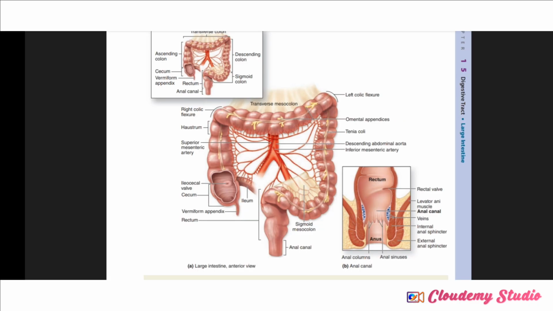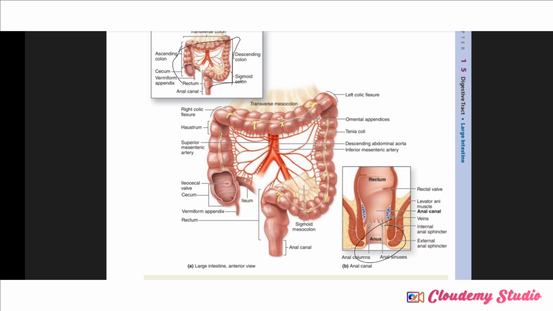So let us proceed. This is the large intestine. And the large intestine is made up of what? We have the rectum. Look at this, the anus. So this is the anus. That is where this stuff ends. You understand? So inside the large intestine we have the ascending colon, the transverse colon, the descending colon, and the sigmoid colon. So we have four colon.